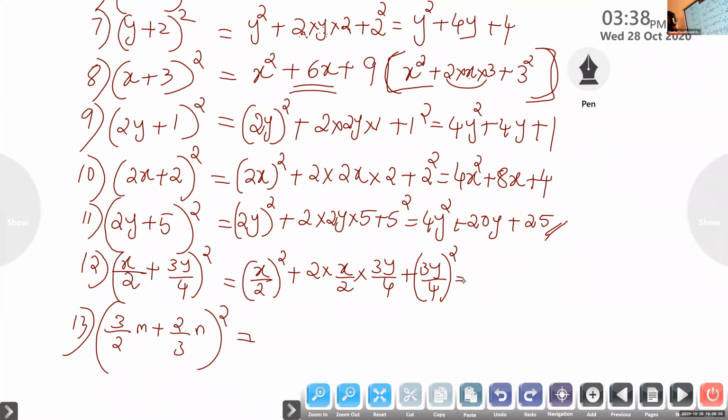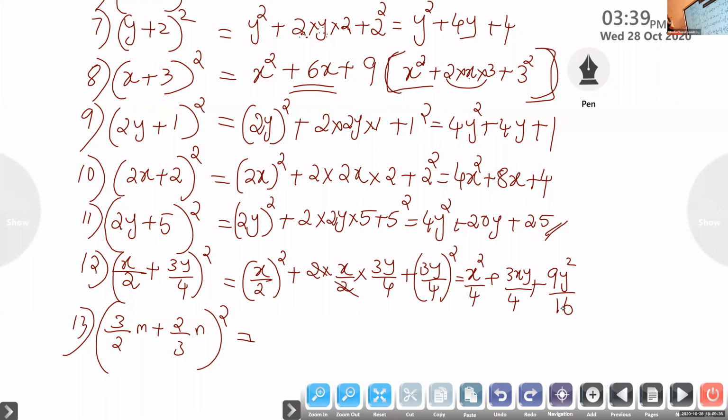Now simplification. x by 2 square is x square by 4. In the middle term, 2x, these 2 get cancelled, remaining 3. So 2ab term means 2 into a which is x by 2, b is 3y by 4, so 3xy by 4. Plus 9y square by 16.